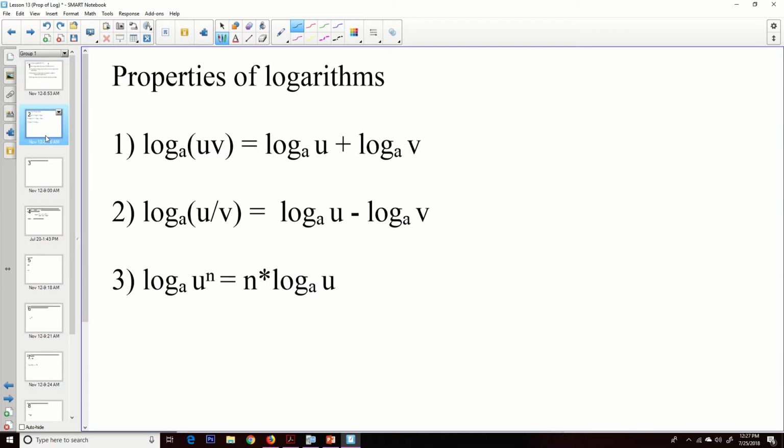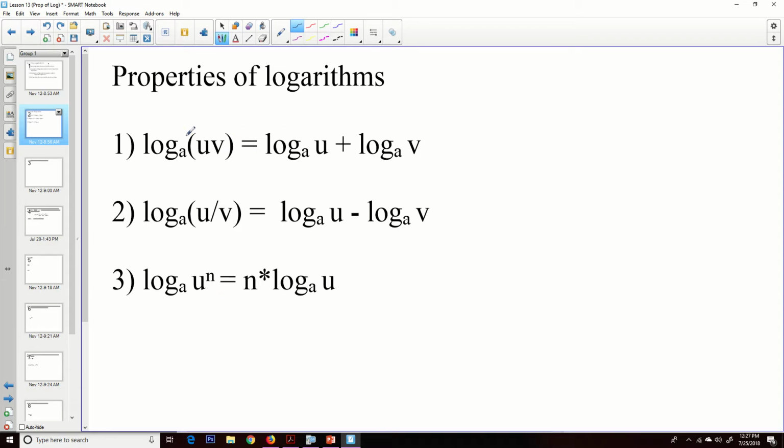And what are the properties that we're going to be using today? Well, these are our properties that we will be using today. Basically, these first two will be most useful in calculus when we start doing derivatives, but that's a little ways away. Since we're talking about logarithms, it's a good chance to introduce these properties, and then hopefully when we get to calculus, you'll remember them or at least have an idea.